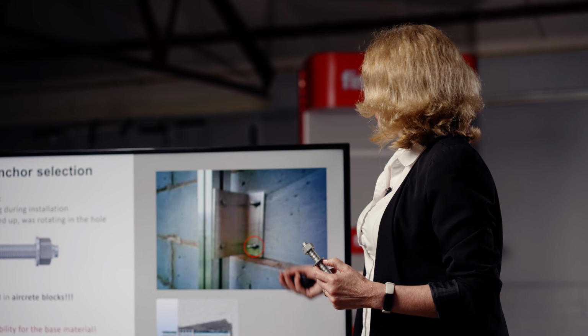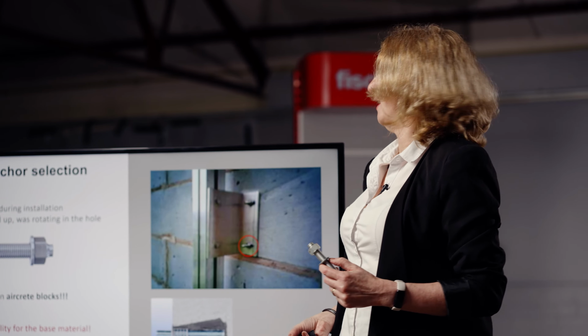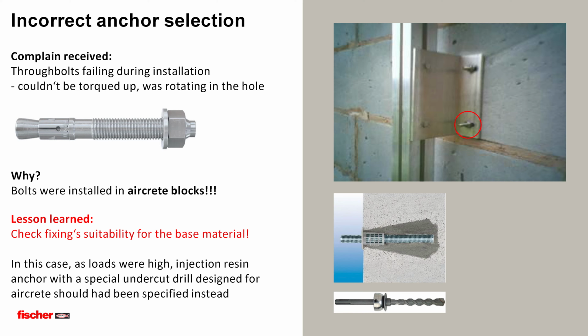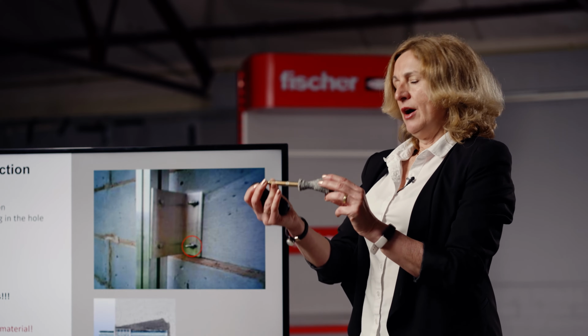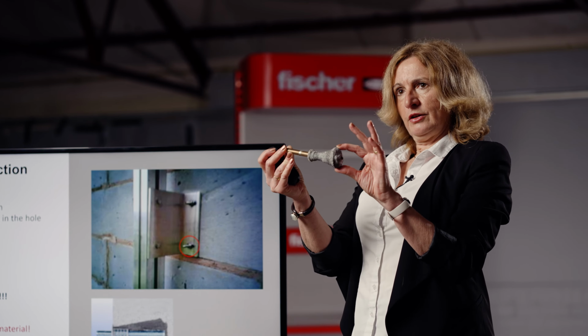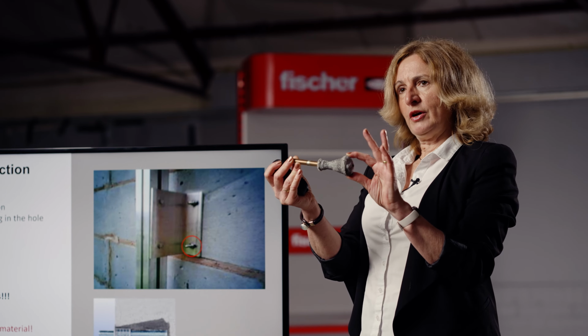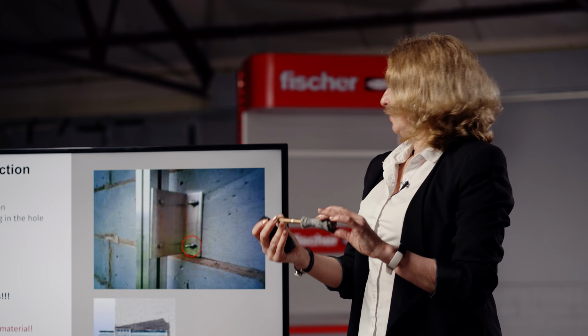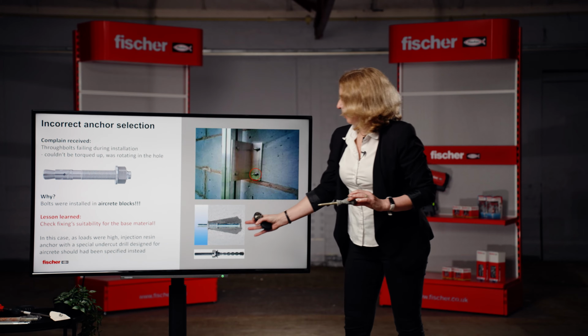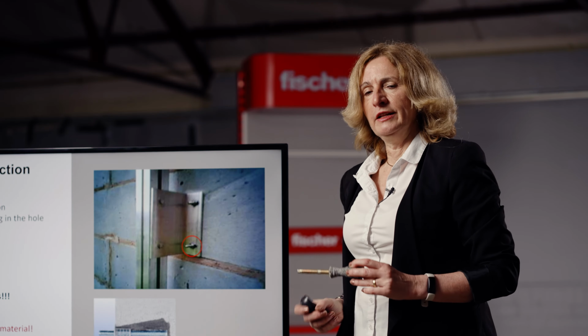And in this case, because the load required was quite high, a better solution would be to use, for example, an injection resin anchor with undercut hole, our PBB system, which allows you to drill an undercut hole into the soft aerated block, and you will create a very secure fixing, which relies on mechanical interlock in the base material.